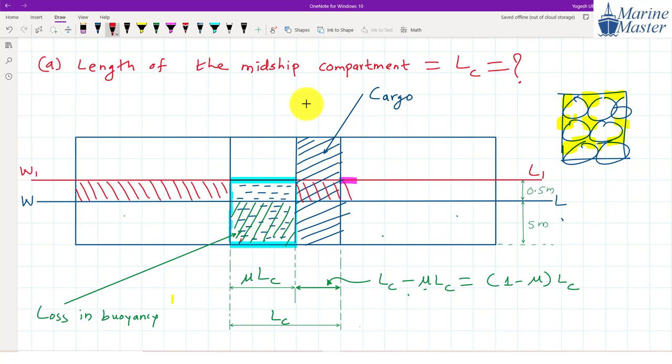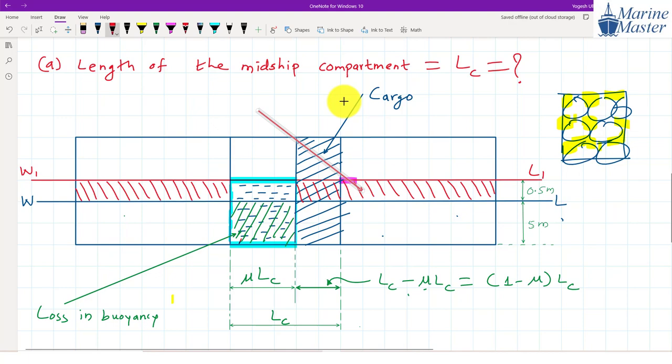Okay, this portion that I have marked in red, what is it doing? This portion will denote the gain in buoyancy, everyone. That's why I am using a different color pen. This will be our gain in buoyancy. You got my point, everyone?